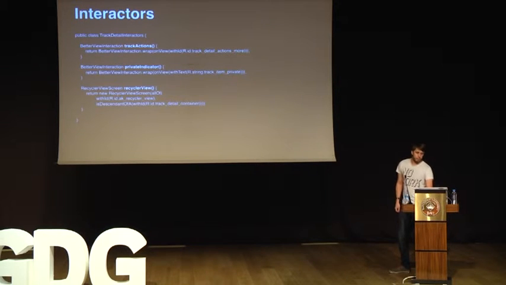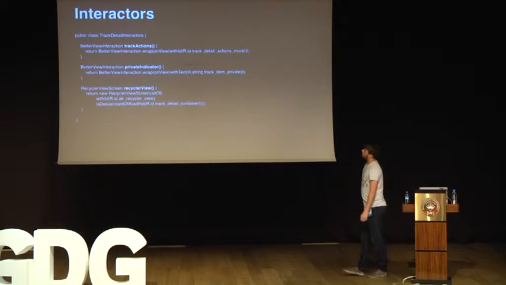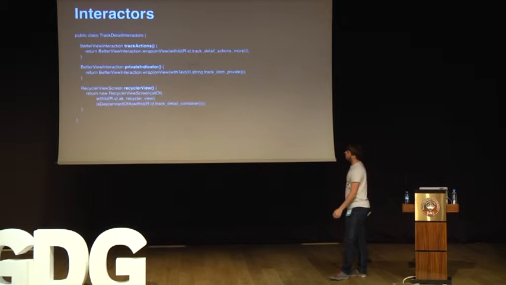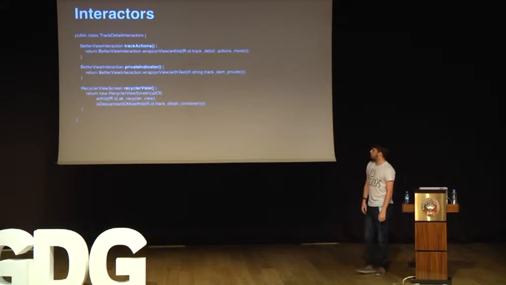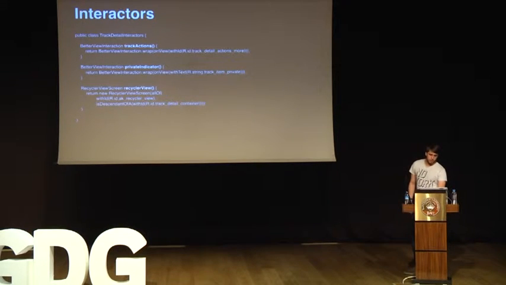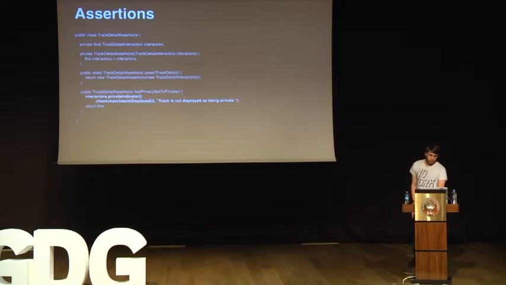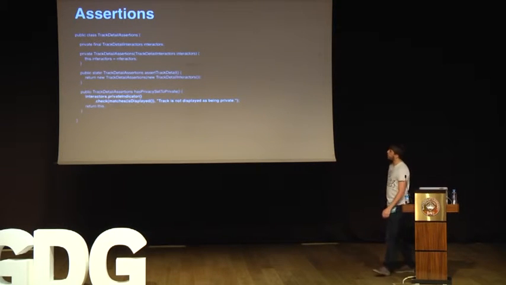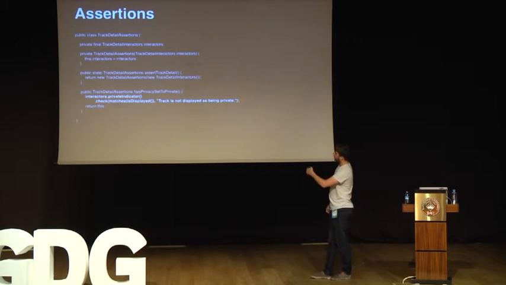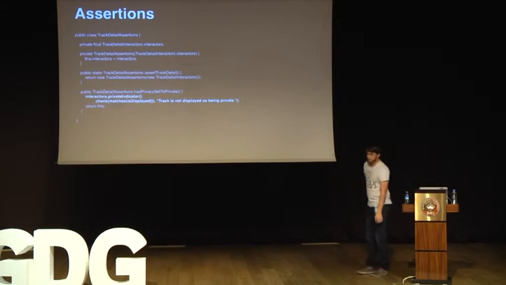And then interactors is basically a class that gives you access to views that you want to interact on. So here in this example, the 3-dot button and the private indicator, because we want to perform some assertions on it. And we also have the recycler view, because, I don't know, we might want to perform some assertions or some actions on the recycler view. Assertions, I mean, it's the same. It just takes an instance of our interactors that we saw before, and we have this assertion that has privacy set to private, and it just checks that the private indicator is displayed.